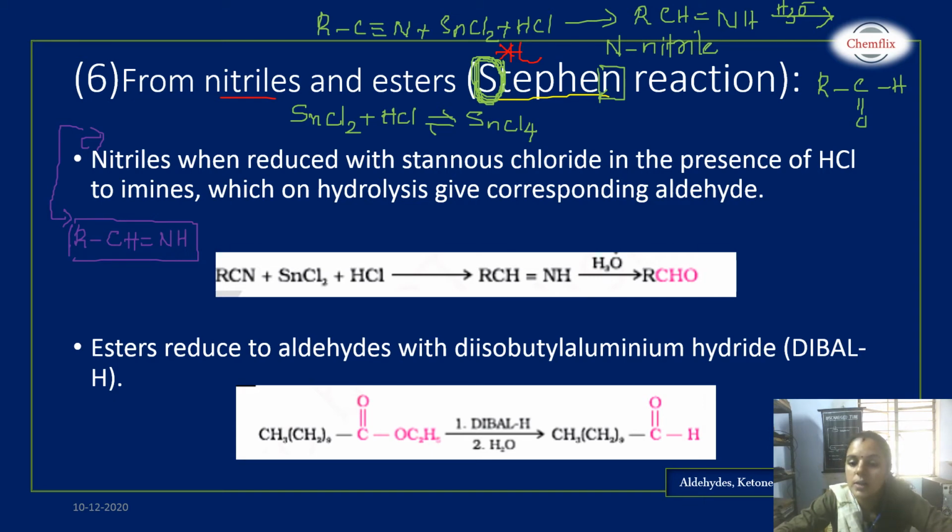So Stephen's reaction, I'm telling you what the Stephen's reaction is. You are listening to my voice and watching this video, and you will remember Stephen. There is S. Okay, I understand the trick. The S means stannous chloride is there, so the reagent will be stannous chloride and hydrochloric acid, and N is there, and that means it is a nitrile. N is for nitrile. Nitrile is there, so you will get an imine which upon hydrolysis gives aldehyde.